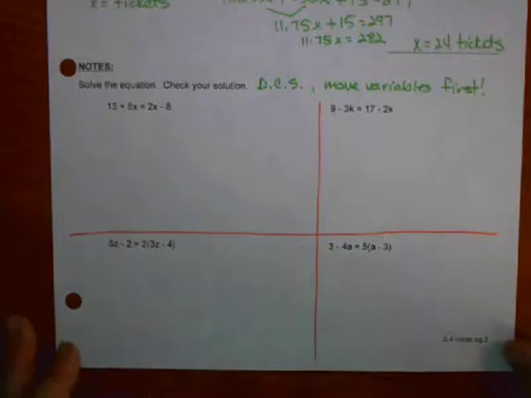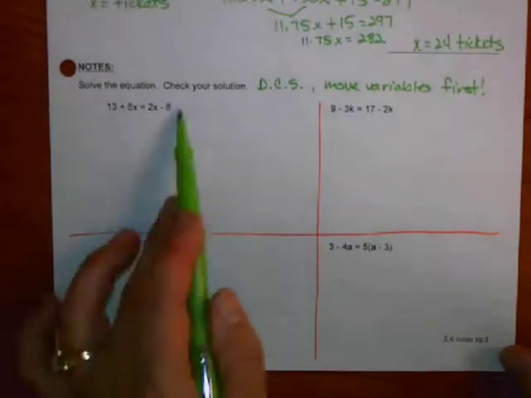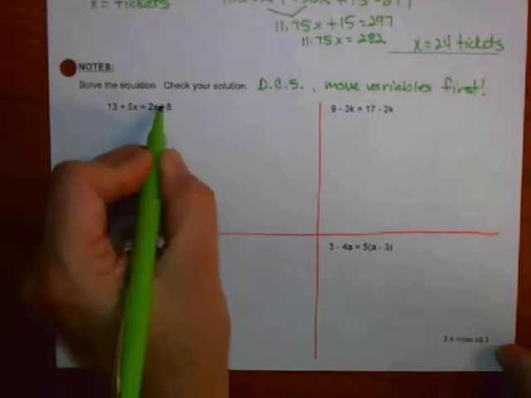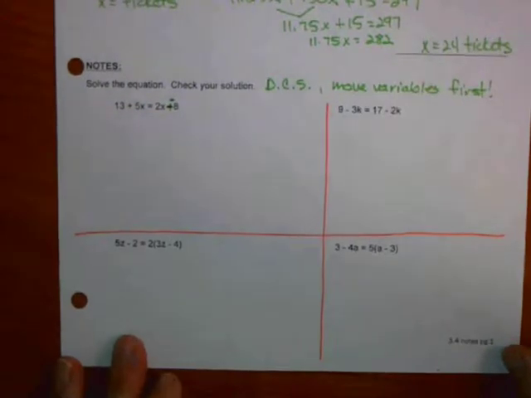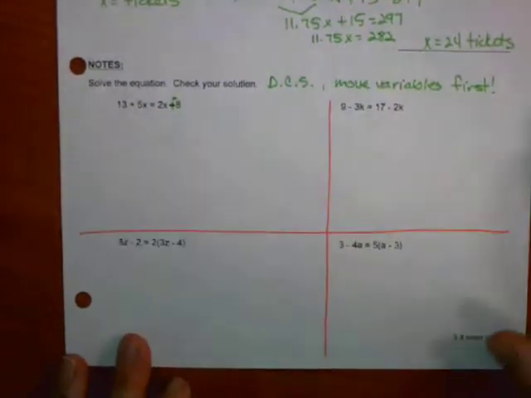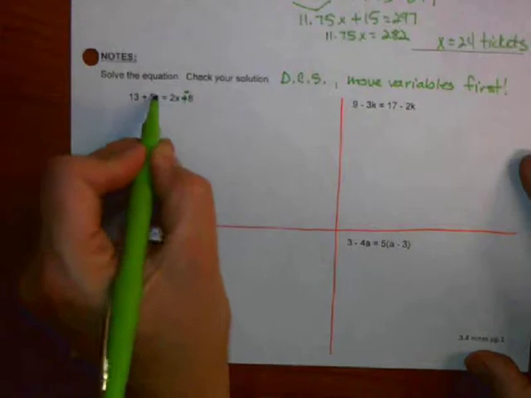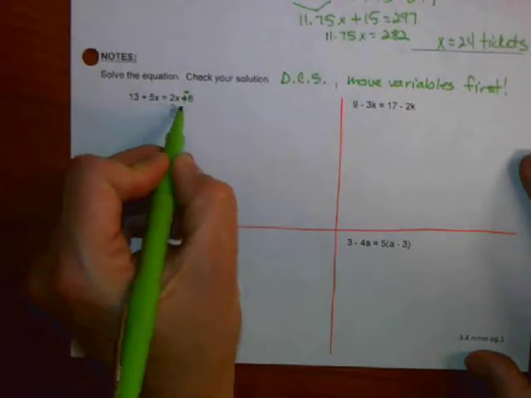Okay, so DCS, move variables first. Let's do this. We're going to change this subtraction to adding the opposite. It's always a good habit to get into. As tempting as it is maybe not to do it, you should do it. So I'm going to move the variables first. I don't like negatives, so I'm going to take away 2x.